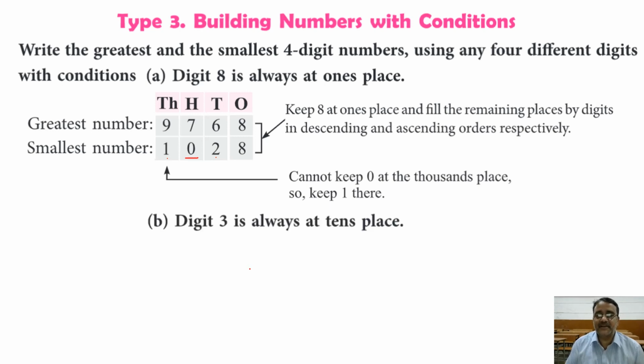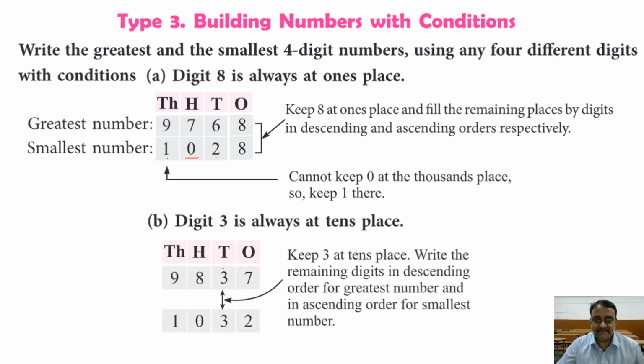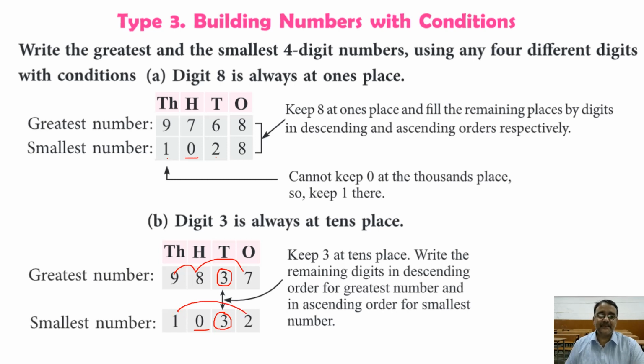Digit 3 is always at tens place. So first what we will do, digit 3 को tens place में fix कर दिए. ये देखो, fix कर दिए tens place में. Now other numbers we have to arrange in decreasing order for greatest number, and 0 we have to fix in second place, and 1 and 2 in increasing order. So we'll get greatest number as 9837 and the smallest number as 1032. So these are two examples for building numbers with some given conditions.